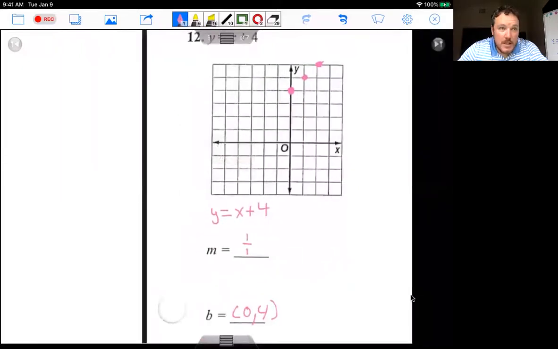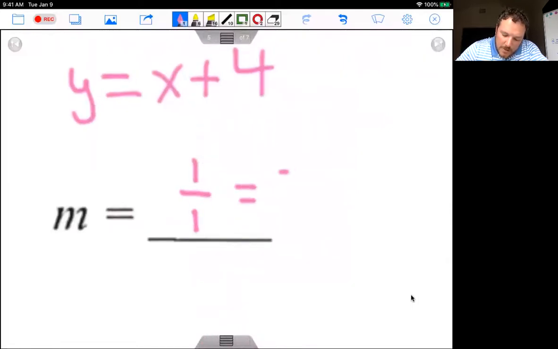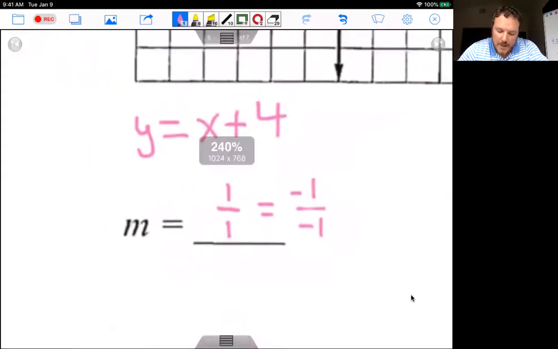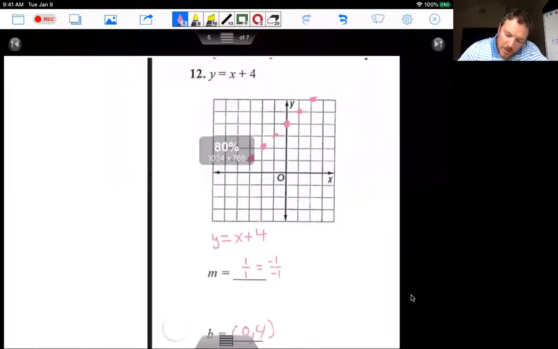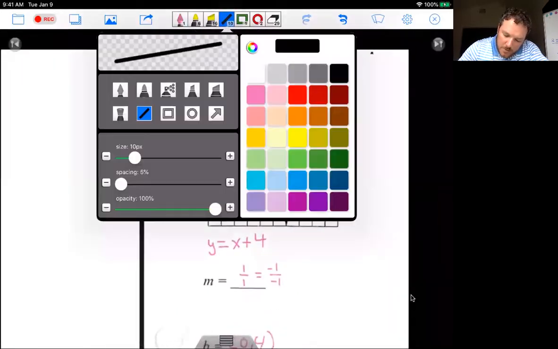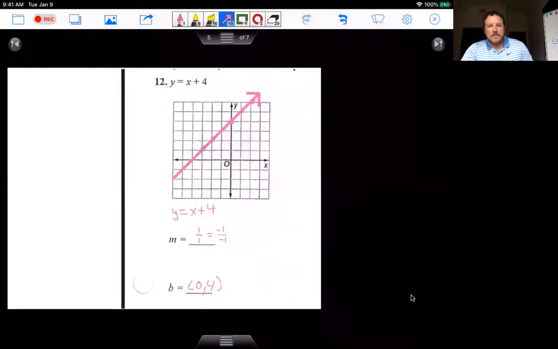And I showed you all this last class, but you can go the other direction too. 1 over 1 is the same thing as -1 over -1, right? Because a negative over a negative is a positive. So when I'm graphing that, I can go down 1, left 1, down 1, left 1, down 1, left 1 to get a better visual of that graph, okay? So I have my line, boom, that looks nice. That looks nice, okay?